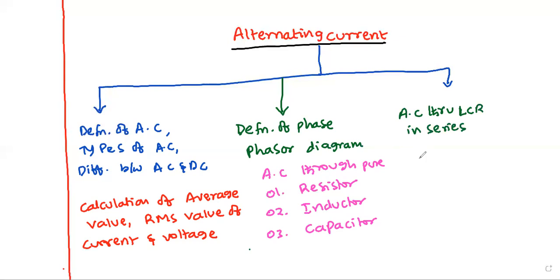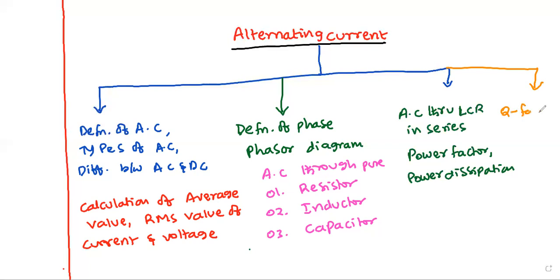And then we are having the power factor, and then power dissipation. And then finally we are having the Q factor, bandwidth, and then wattless current.